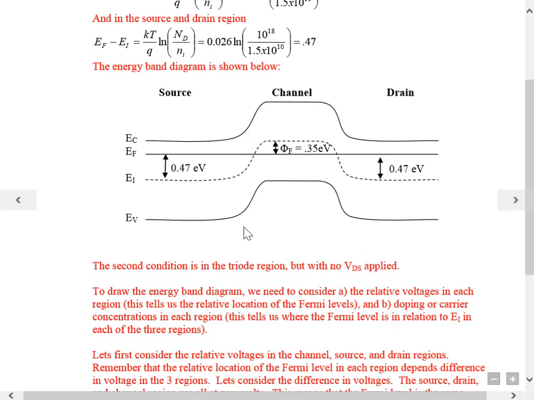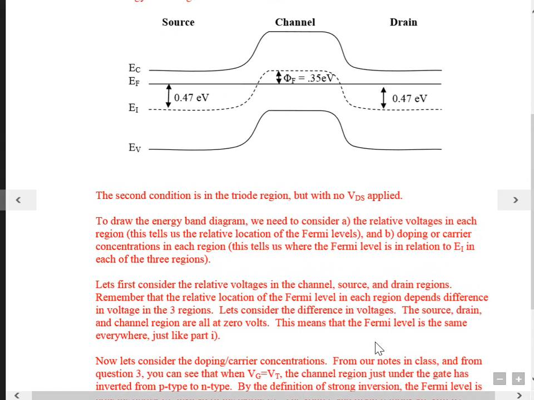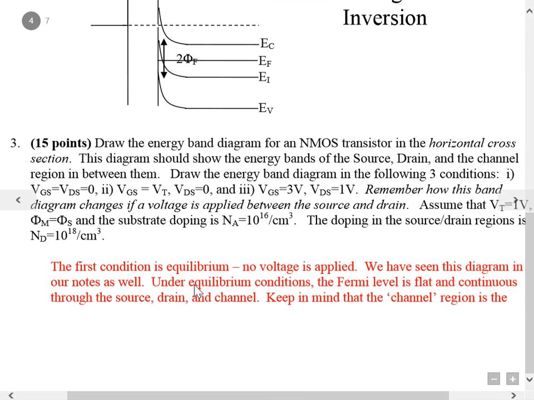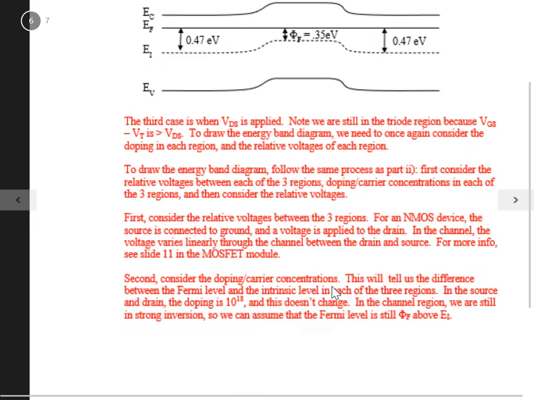Source is N-type, channel is P-type, drain is N-type. In this diagram, you can see we've actually labeled the distances between the Fermi levels and the intrinsic level. You should be very comfortable doing that right now, because we've been doing that since Module 3. You just connect the regions together. Now the second condition is VGS equals VT, which means the transistor is on, and VDS equals 0. So let's look at the energy band diagram in that situation.